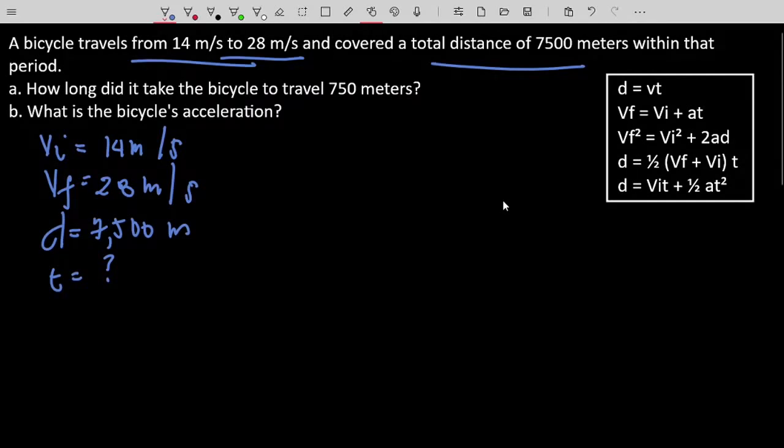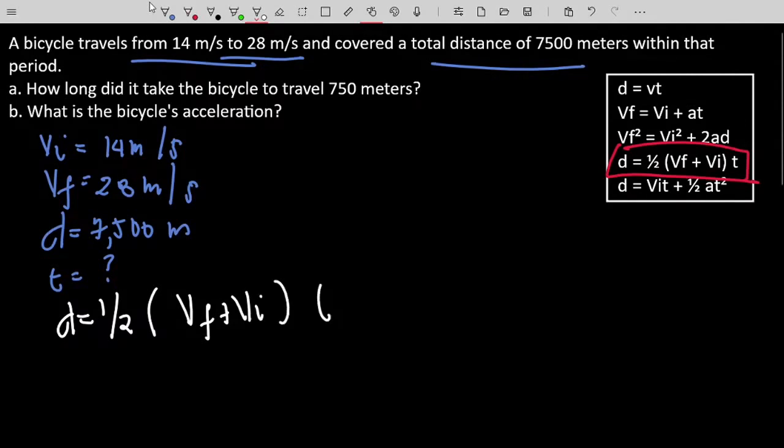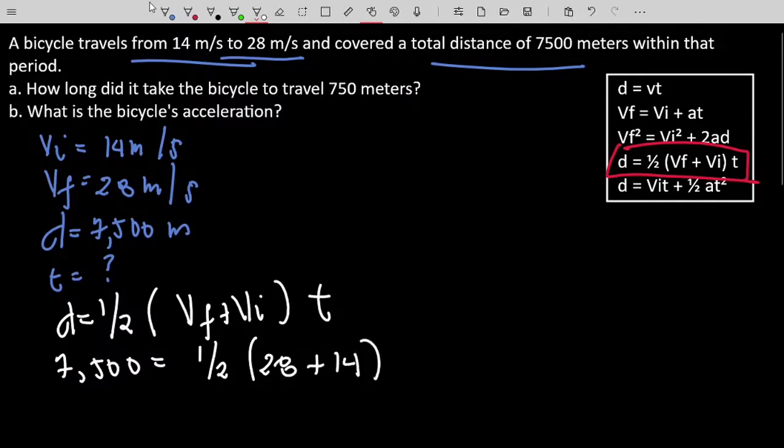Now let's try to solve first your time. Now again, which of these formulas are we going to use? That have your initial velocity, final velocity, distance, and time. We should know that we are going to use this formula right here. Now let's rewrite the formula. So again, displacement is equal to 1/2 multiplied by final velocity plus initial velocity multiplied by time. Now our distance is 7,500 is equal to 1/2 multiplied by your final velocity, which is 28, plus initial velocity, which is 14, multiplied by time.